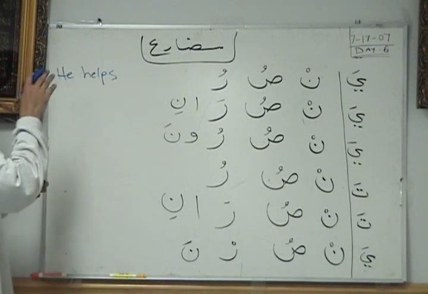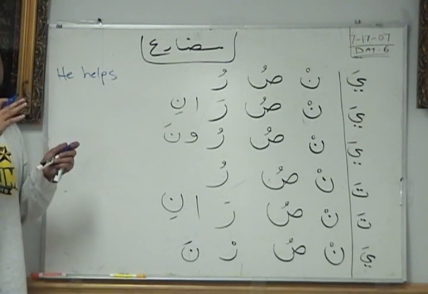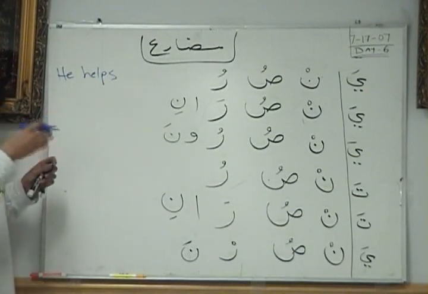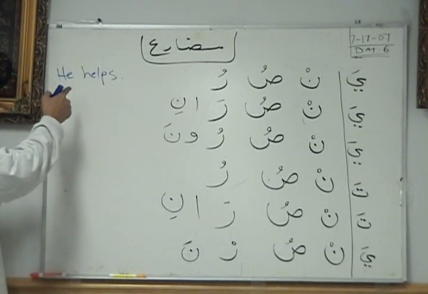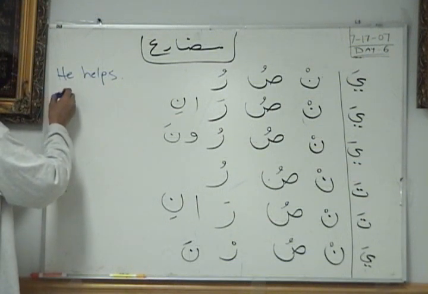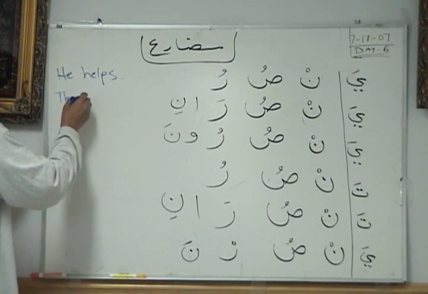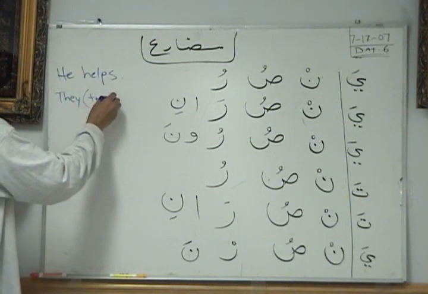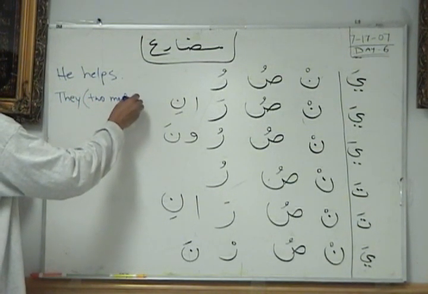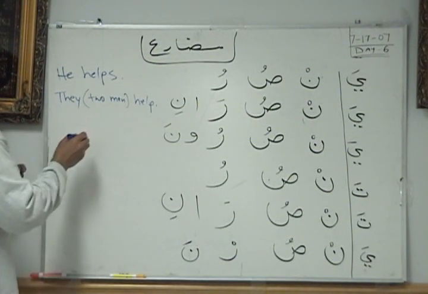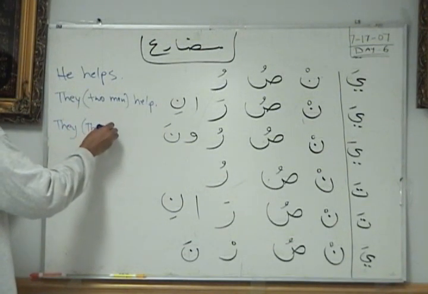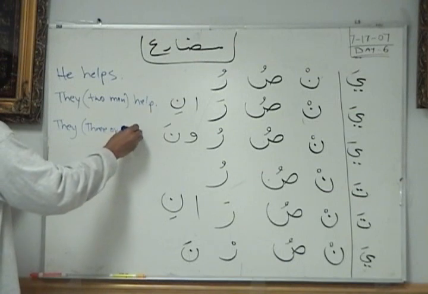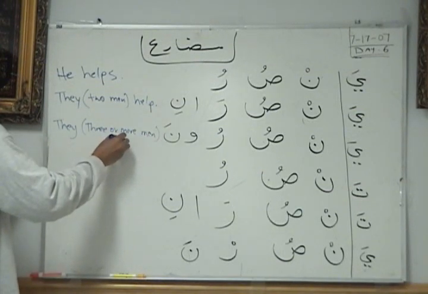Okay, this mudari could mean present or future, but let's stick to present. He helps. Even though it can also mean he will help, right? He helps. So this is third person, masculine, singular. This is they, two men, help. They, three or more men help.